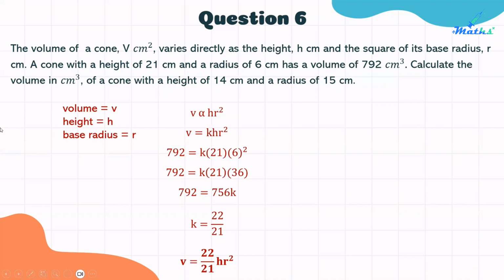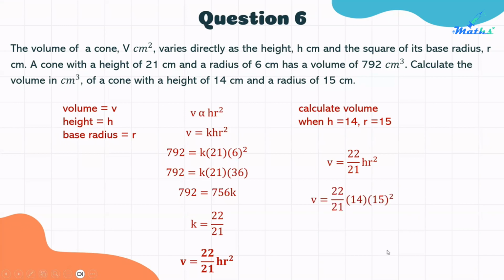So for now, we need to calculate the new volume with a height of 14 cm and a radius of 15 cm. So use this equation: V equals 22 over 21 h r squared. Replace the h and r with 14 and 15. So our new volume is 3,300 cm cubed.